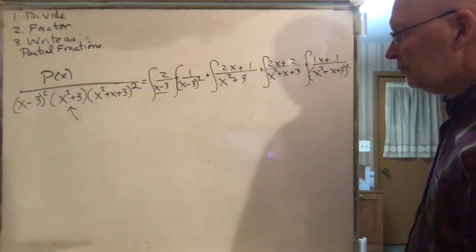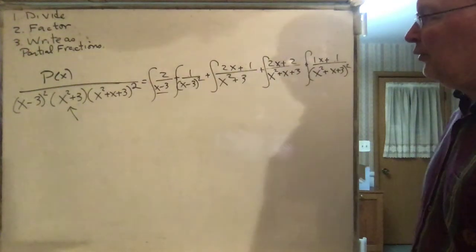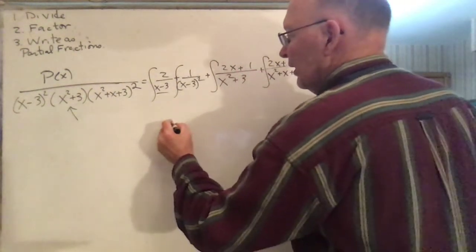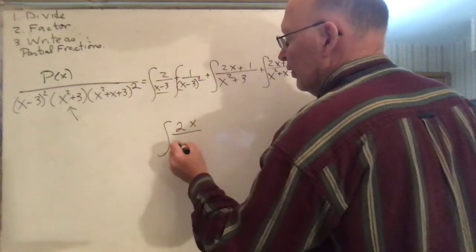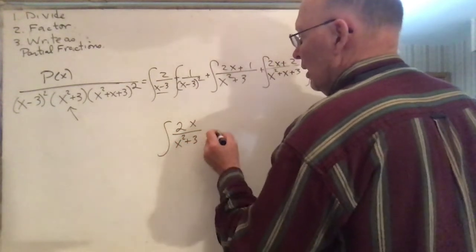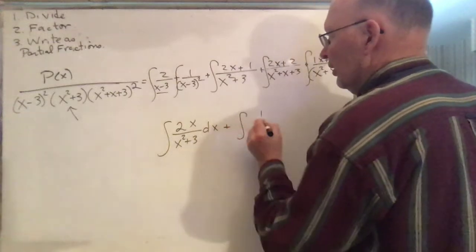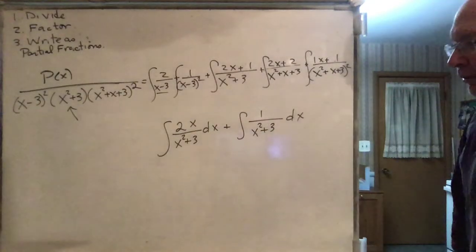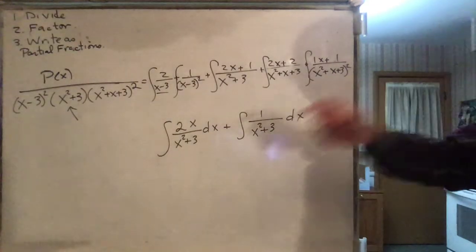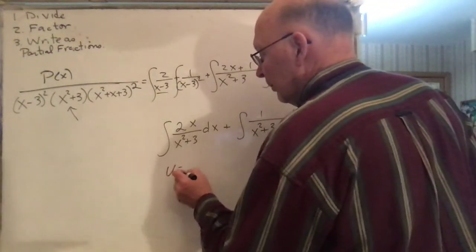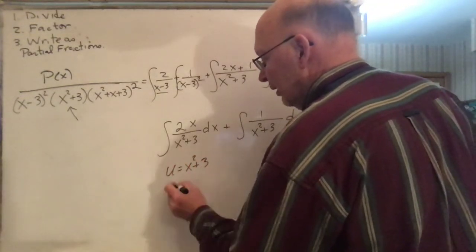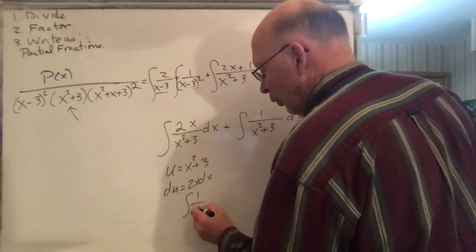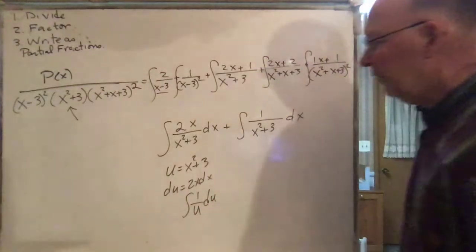What about this one? This one here, you can break up the numerator and write it as 2x over x squared plus 3 dx plus 1 over x squared plus 3 dx. Agreed? What's the advantage of that? Now I can let u here be equal to your denominator. Du is equal to 2x dx, so you're all set. You got 1 over u du, another ln there.